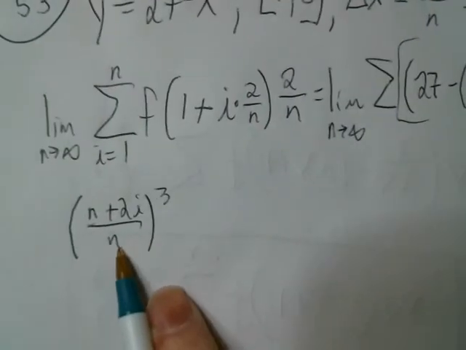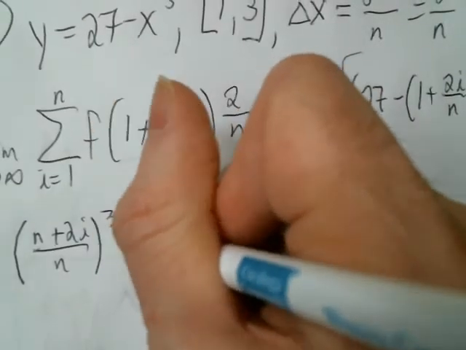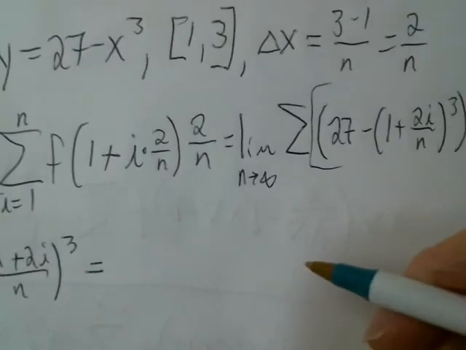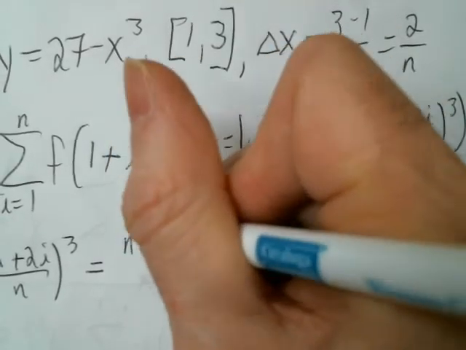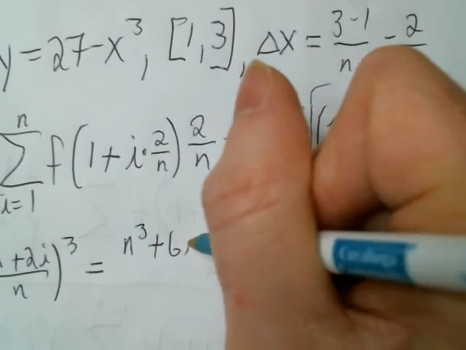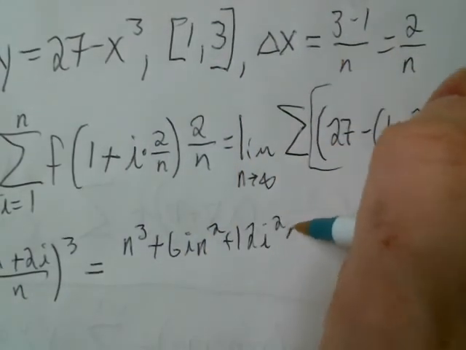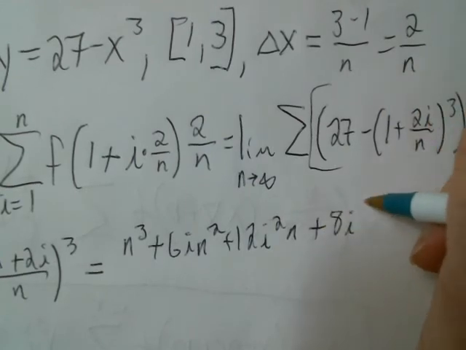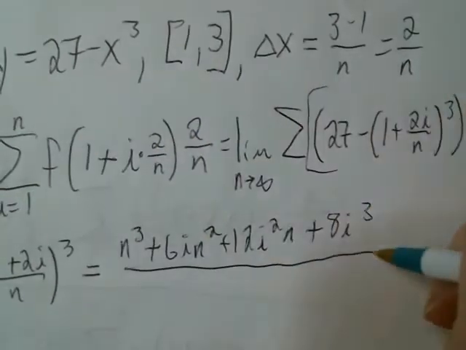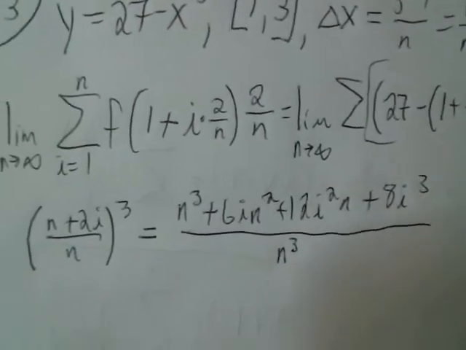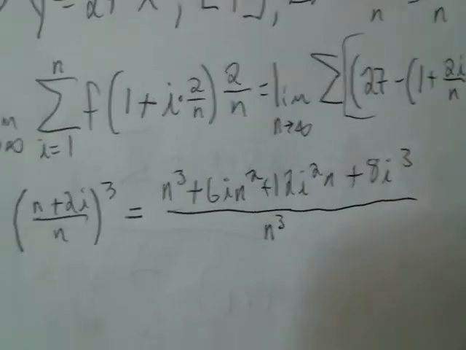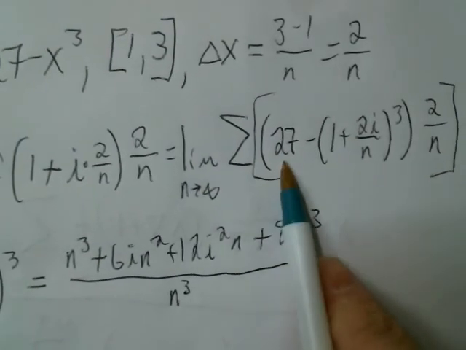I just made the 1 into n over n, and then n plus 2i all over the common denominator of n. If you cube that out, and I'm not going to, I have it written down, you'll get n cubed plus 6i n squared plus 12i squared n plus 8i cubed, all over n cubed. So you have a lot of foiling to do, and then I'm going to plop it back into here.